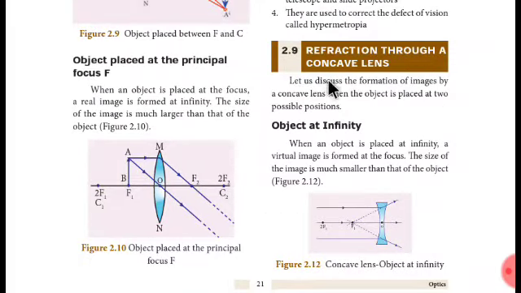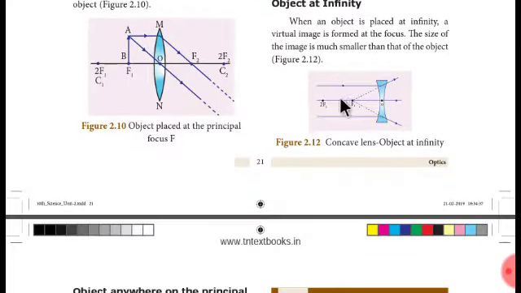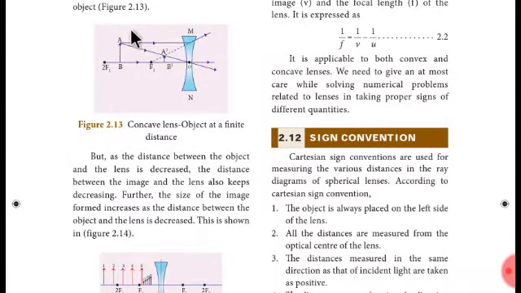We saw refraction through concave lenses, and under that, we saw only two subunits. The first one is object at infinity. Here, if the object is kept at infinity distance, then the image is formed at the focus, and the image formed is actually virtual. Then the second case, object anywhere on the principal axis at a finite distance, and here the image is formed in between the focus and the optical center of the concave lens.